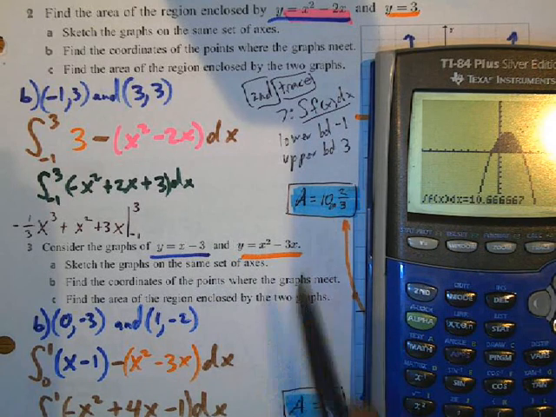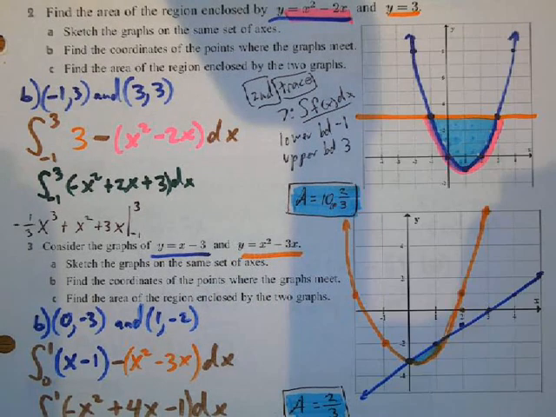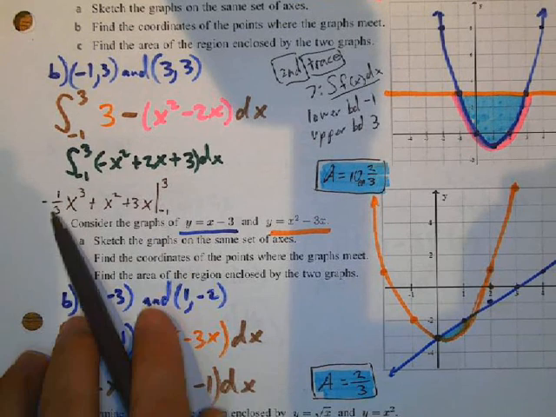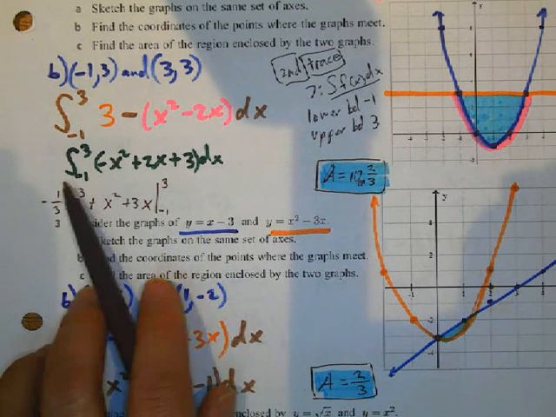You can use the fundamental theorem of calculus. Here I took the antiderivative, and then I can plug in 3 in place of x, and plug in -1 in place of x, and we'll still get the same answer.